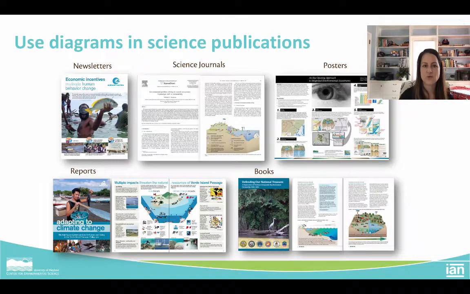And diagrams can be used in a variety of science publications, from newsletters, books, posters. Scientific journals are now accepting colored figures, so you can submit conceptual diagrams to journals. And once you've created a conceptual diagram, regardless of the medium, you can reuse them over and over again and adapt them to different audiences. So having a really great portfolio of science visualization pieces, including conceptual diagrams, are things that you'll be able to use for the rest of your career.